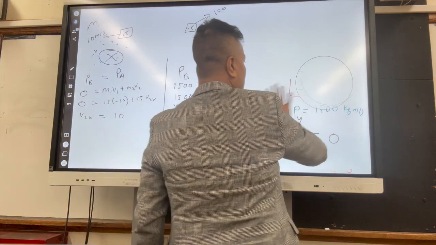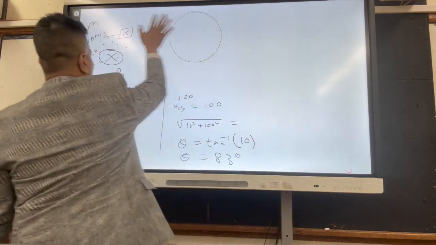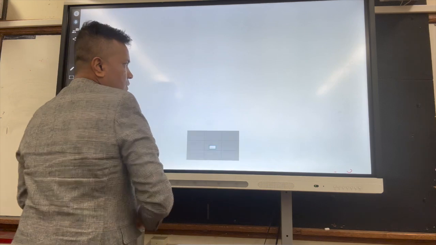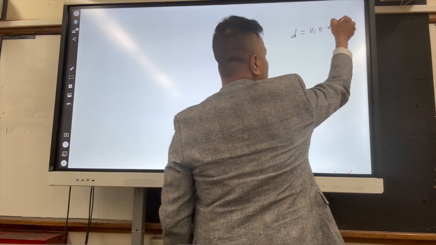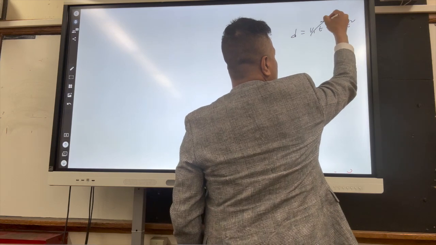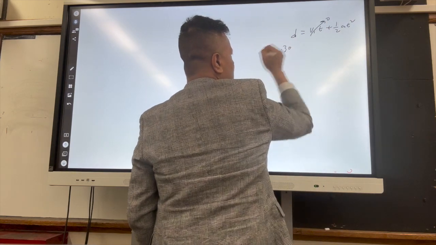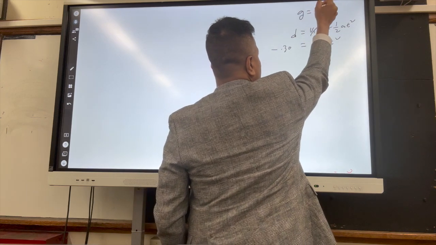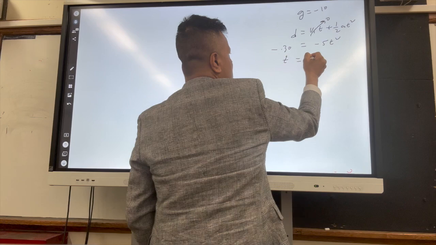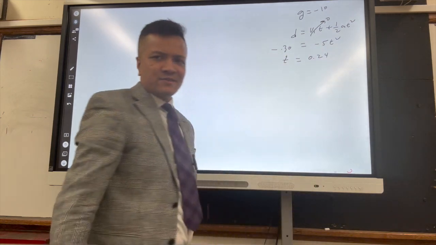First, find the reaction time with the activity that I just showed you. The reaction time would be d is equal to v_i t plus half a t squared, right? And v_i is 0, d is negative 0.30 because 30 centimeter, negative 5t squared. Why is that? Because a is equal to negative 10. So t is equal to 0.24. Okay, that's the reaction time.